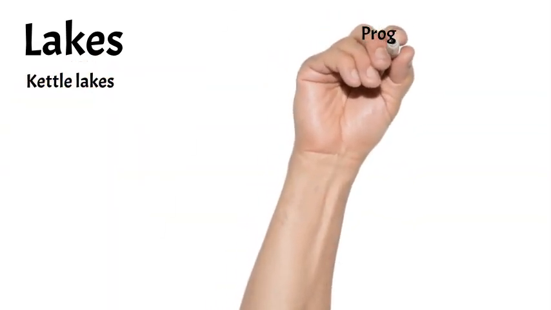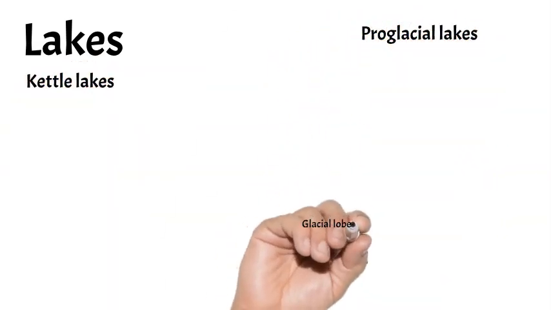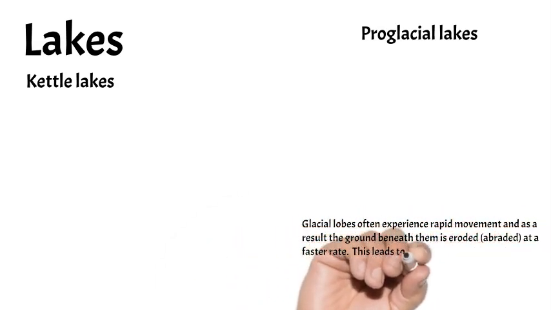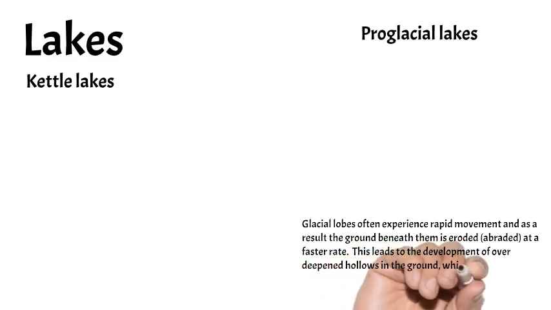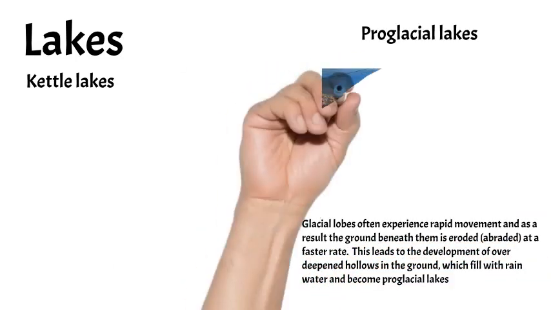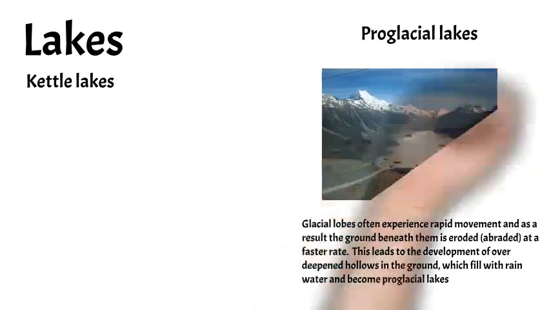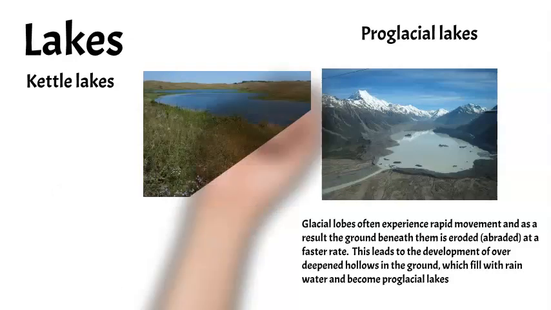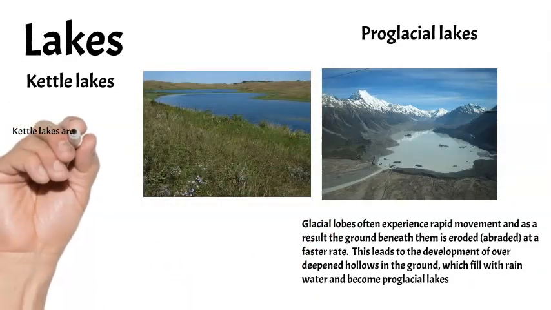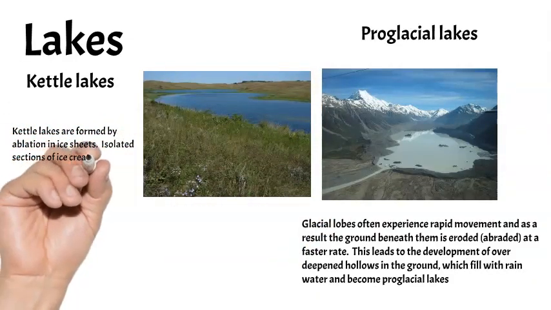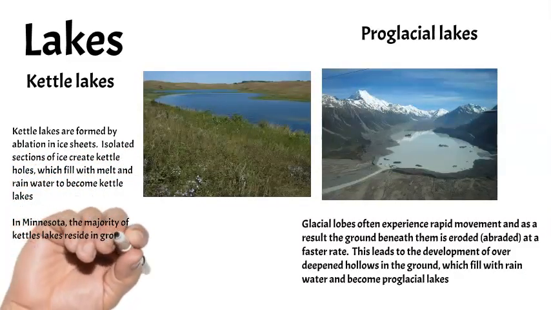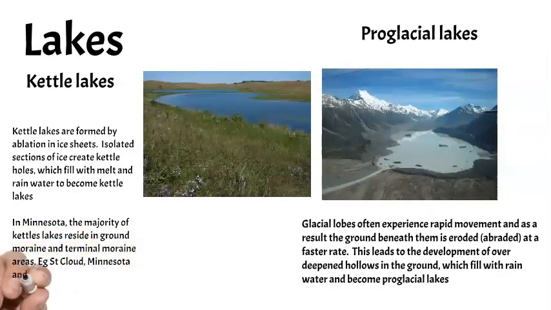Lakes. Those big lobes eroded some really deep depressions that have become lakes, proglacial lakes particularly. Those glacial lobes experienced rapid erosion at a very fast rate because of their movement, which caused over-deepened hollows which filled with rain and became these proglacial lakes. We also have kettle lakes. These are formed by ablation in ice sheets. Isolated sections of ice create these kettle holes which fill with meltwater and rainwater.